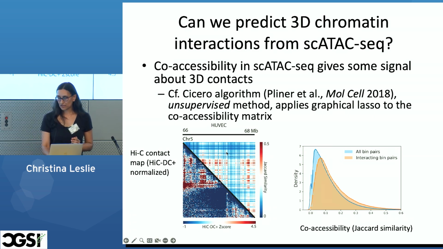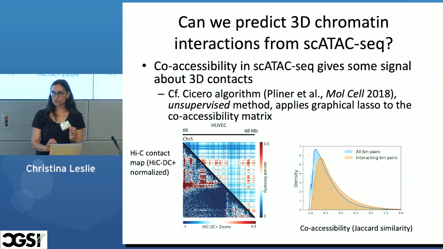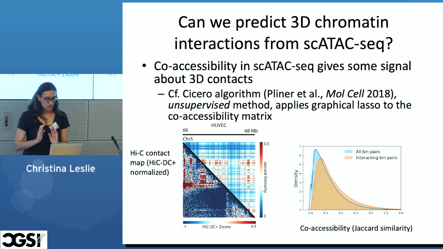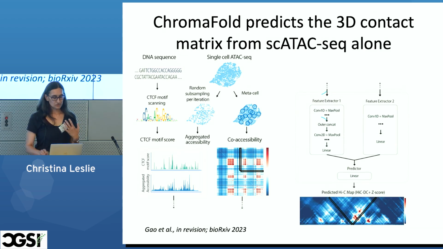Here's another way of thinking about it. Here's the distribution of co-accessibility in orange for the true interacting pairs, and in blue for all pairs, right? And there's a little shift, right? So that if you have a 3D interaction, you're a bit more likely to be co-accessible, okay? So this is a subtle signal, but one way to make use of subtle signals is through deep learning, okay?